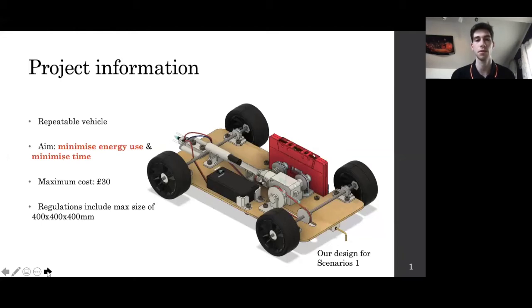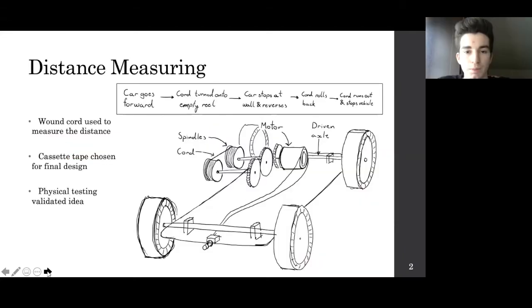This must still all be done by a vehicle costing less than 30 pounds and smaller than 400 by 400 by 400 millimeters. In both designs, distance is measured mechanically by moving the tape from a full reel onto an empty reel. When the vehicle contacts the wall, a DPDT switch reverses the polarity of the motor, sending the car backwards. As the car reverses, the tape then travels back until it reaches its start point, where a strip of foil adhered to the tape contacts two wires, which complete a circuit that stops the motor.